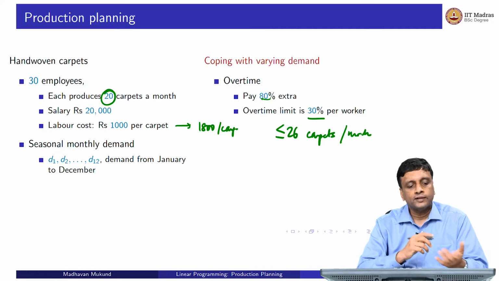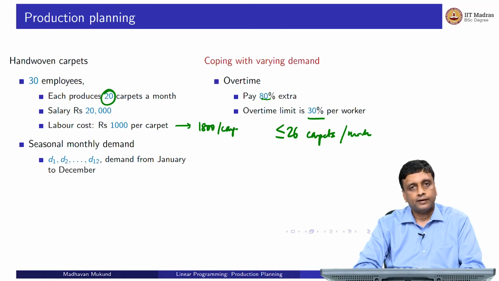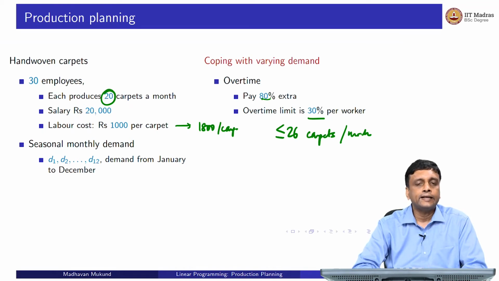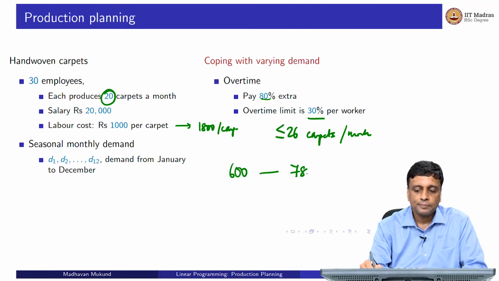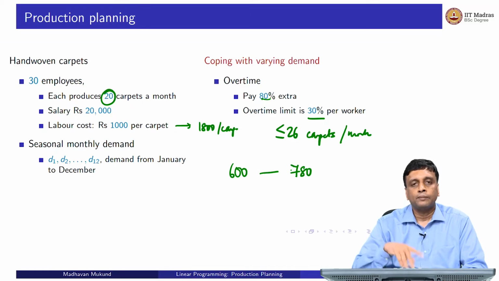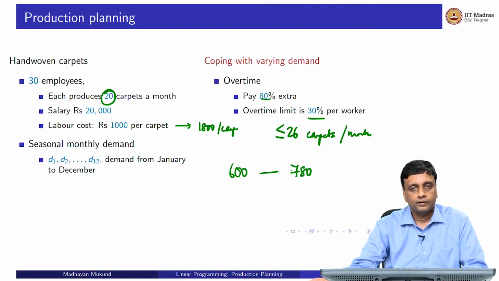So if all your 30 workers were working overtime, right, then each of them will be making 6 extra carpets perhaps, right. So 6 into 30 you can get 180 carpets. So our 600 carpets can now go to a max capacity of 780 if all our employees are paid overtime. But our demand could actually go even beyond that.